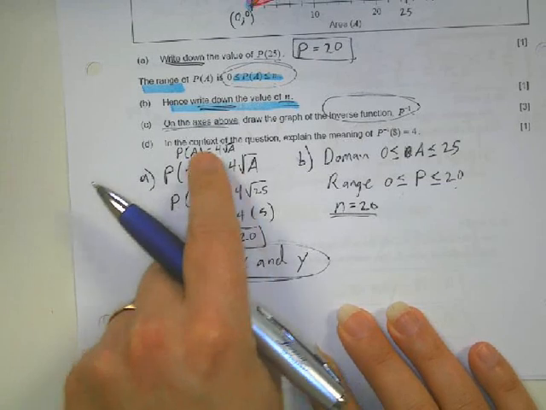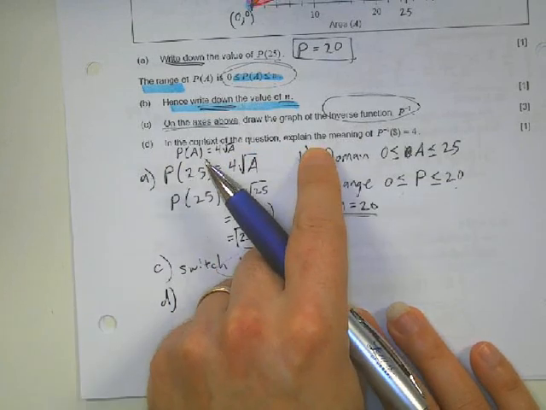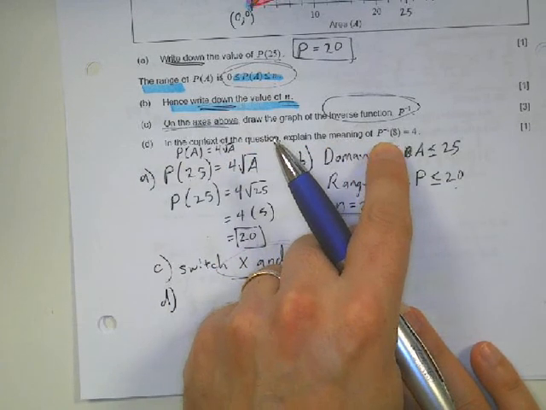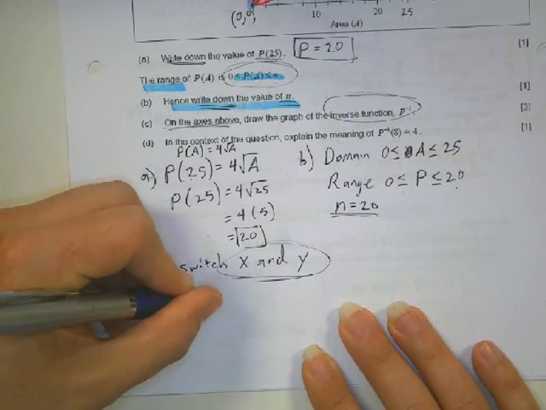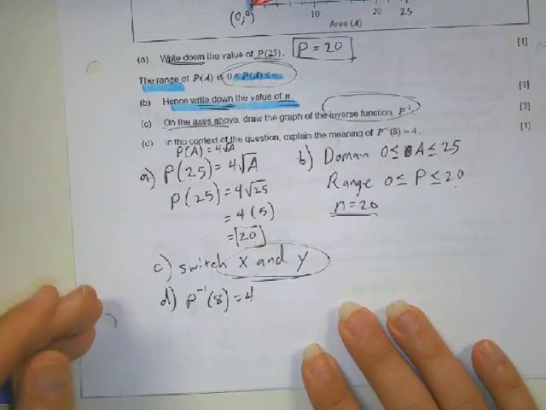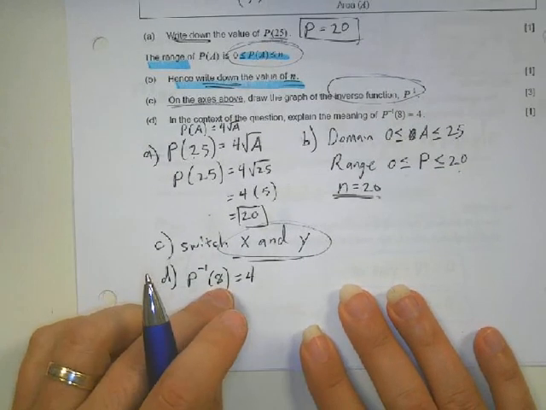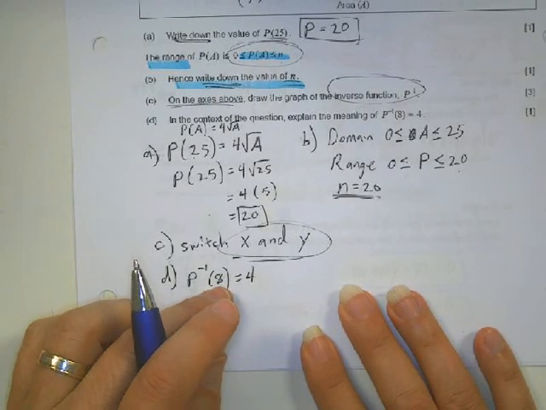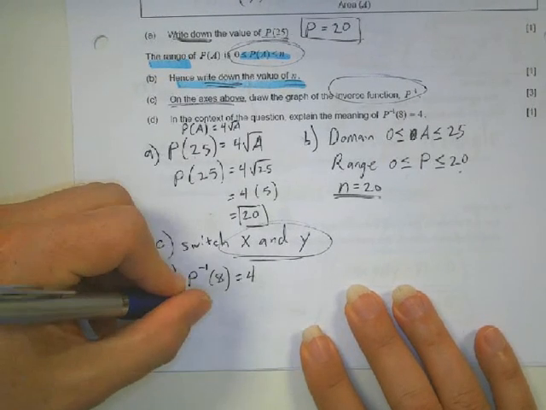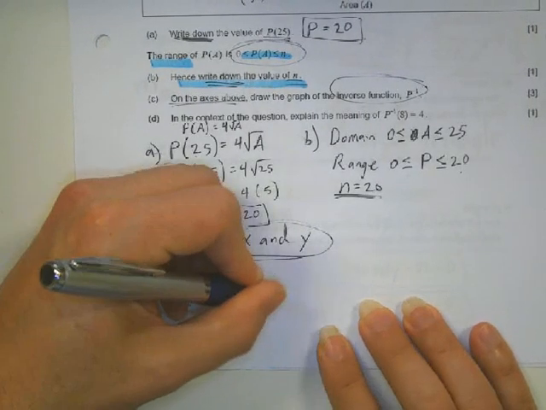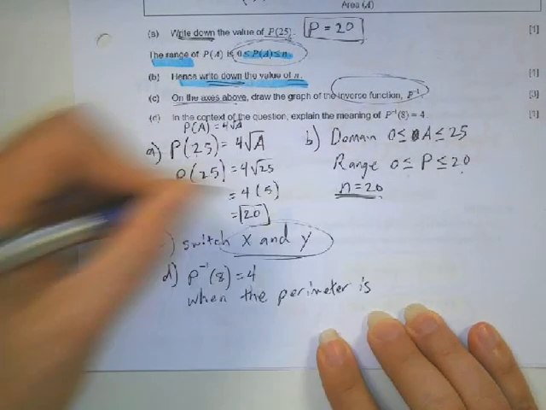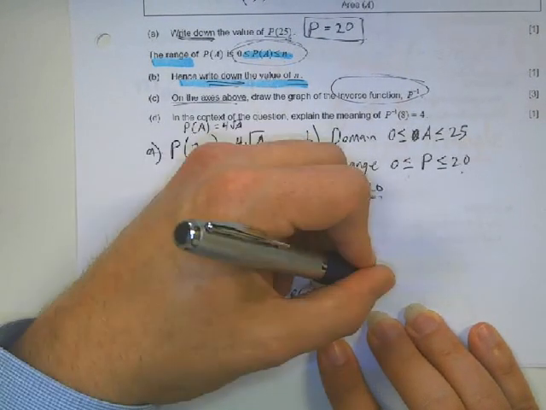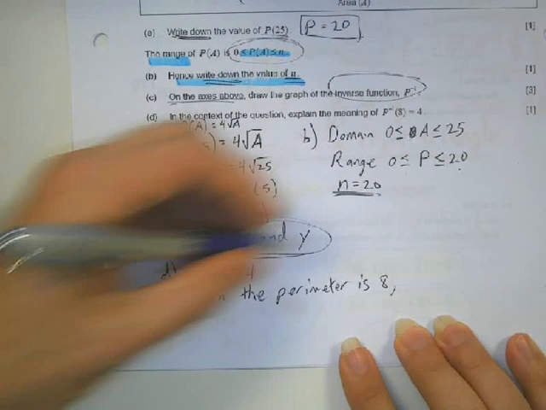Okay, question D. In the context of this question, explain the meaning of this. What this says is when the perimeter is 8, the area is 4.